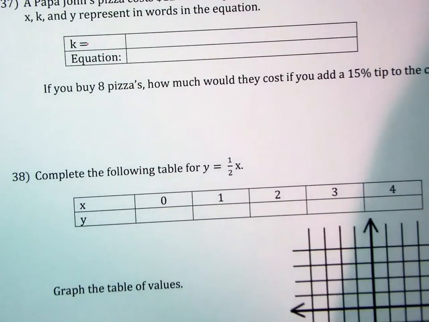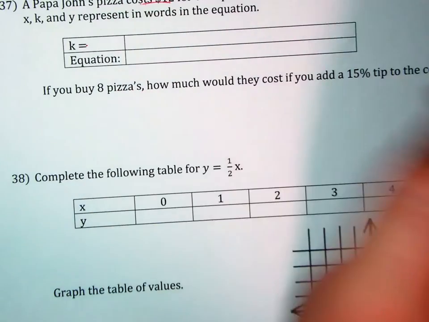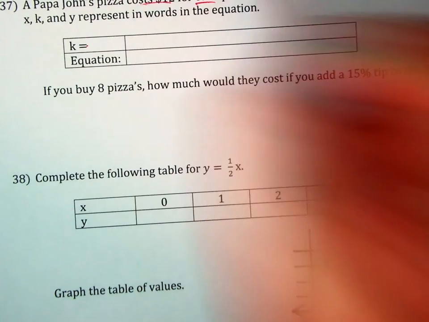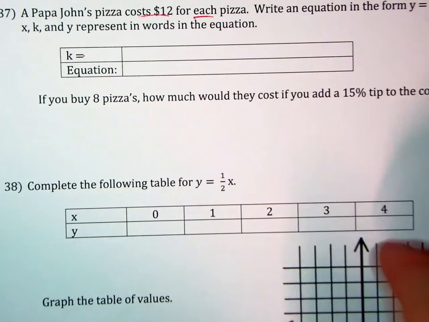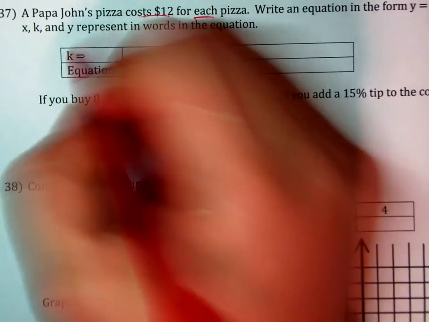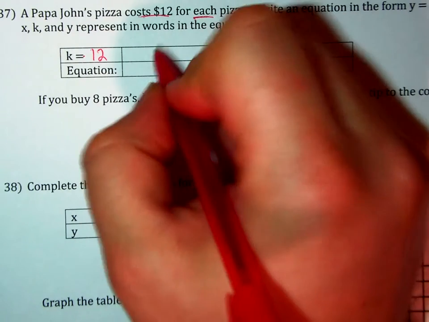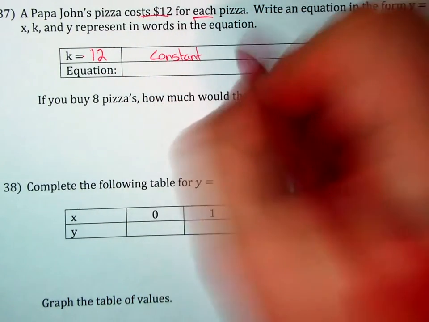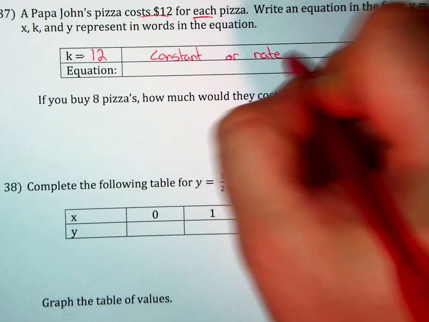Well, let's first identify k. K is going to be the cost of the pizza, or the cost of each pizza, and really that "each" is our key word there, because "each" tells us there's going to be a rate of change or a constant, and k is always our constant. So k equals 12, and in words that would be our constant or rate of change.